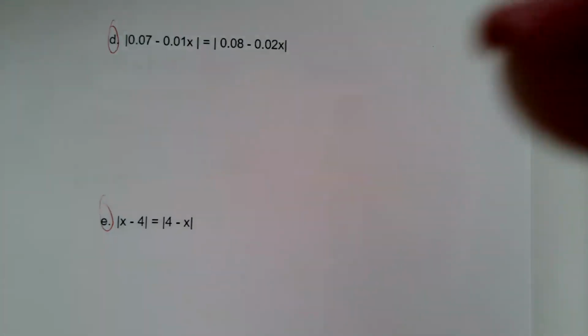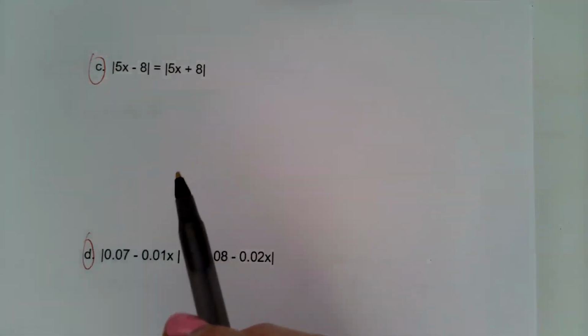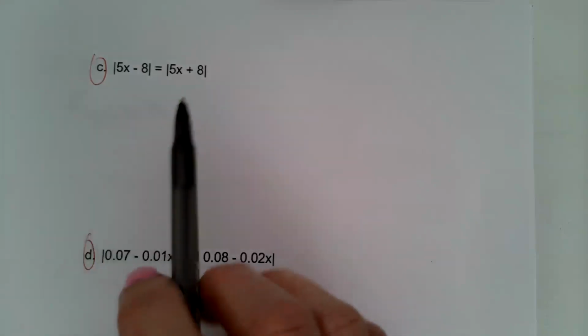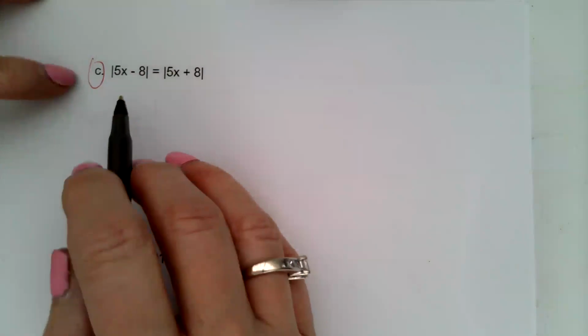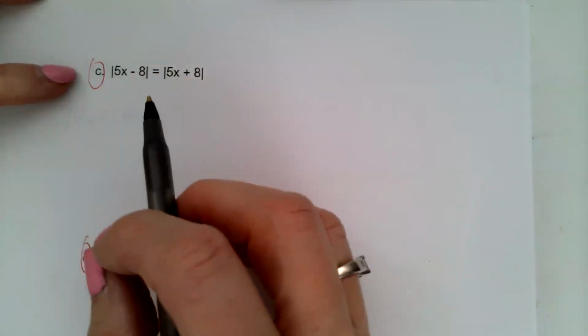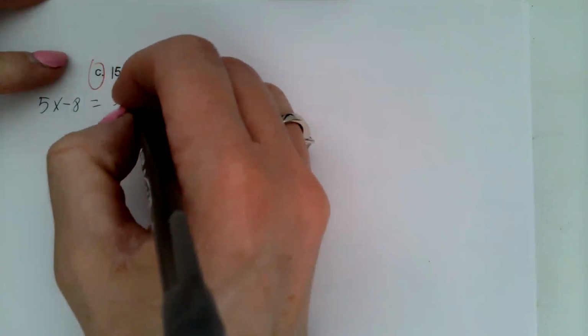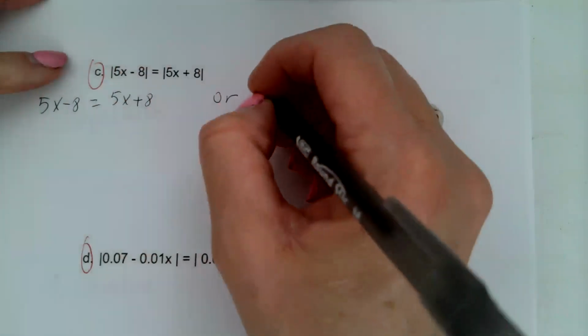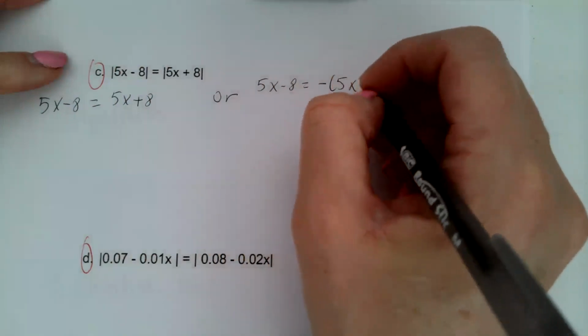Then we had number 3 at the end of the lesson that we didn't get to. So now this was the extension that we talked about, where we have an absolute value equal to another absolute value. So it's equal to the positive and equal to the opposite. So 5x minus 8 equals 5x plus 8, or 5x minus 8 equals the opposite of 5x plus 8.